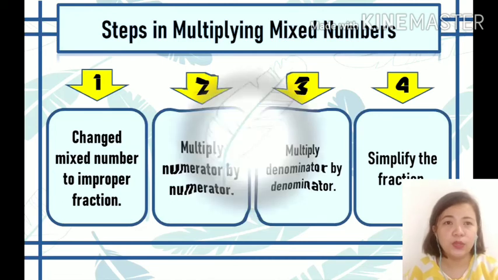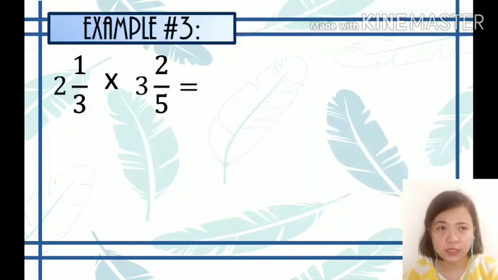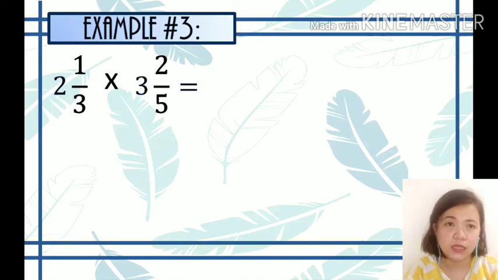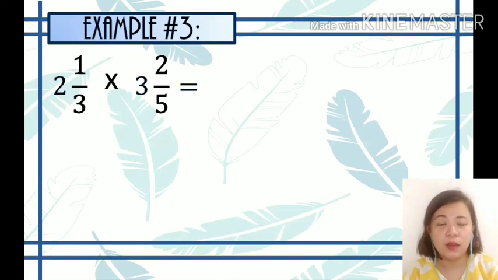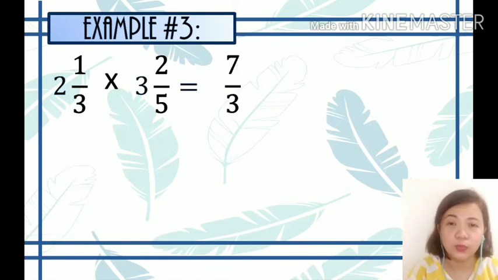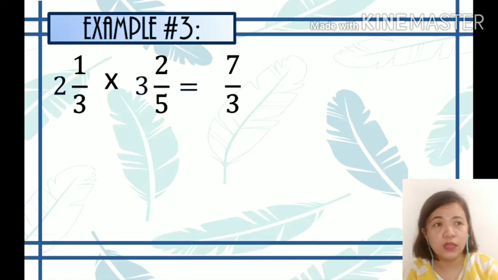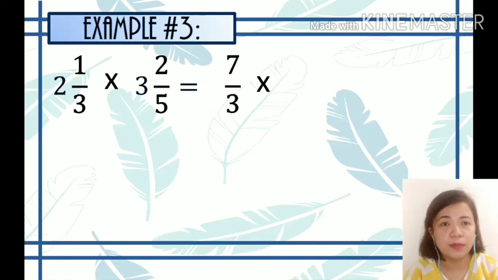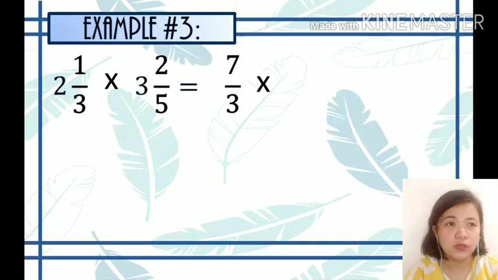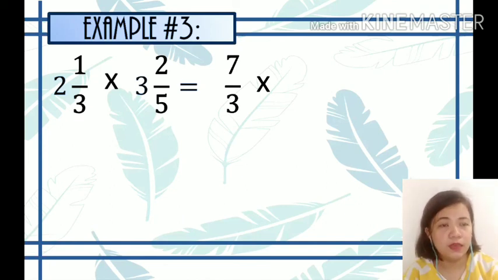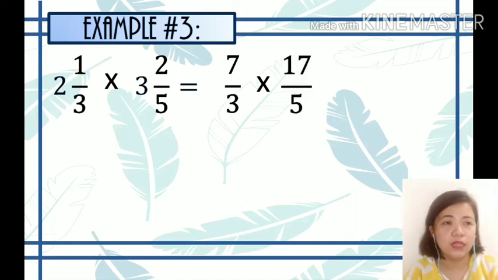To understand that one, we could have another example. Let's say we have 2 and 1/3 times 3 and 2/5. We're going to change 2 and 1/3 and 3 and 2/5 into improper fractions. All we have to do is multiply 2 times 3, that will become 6, plus 1, so we come up with 7. And then the other one is 3 times 5, that will become 15, plus 2, that is 17. Then just copy the denominator of the first fraction here, 7/3, and then copy the second denominator here in 17/5.